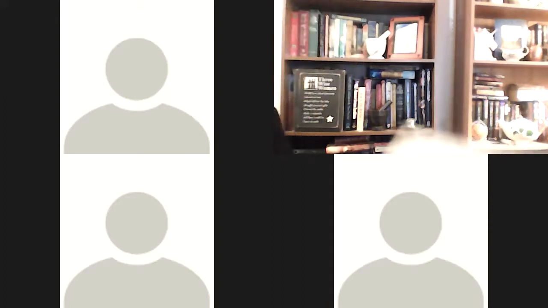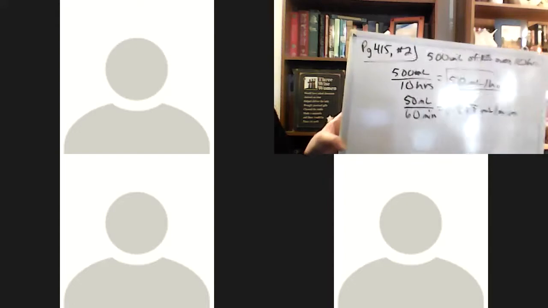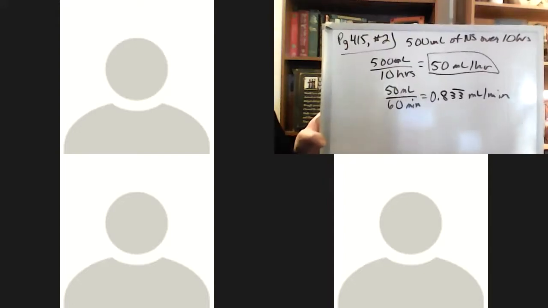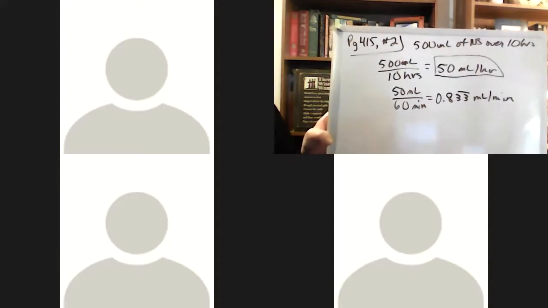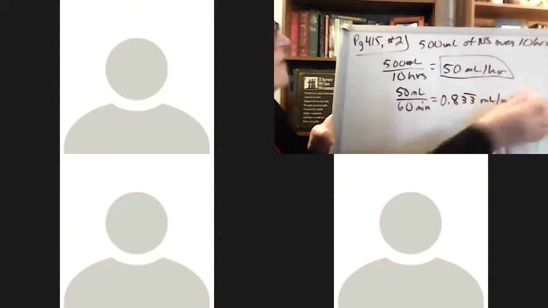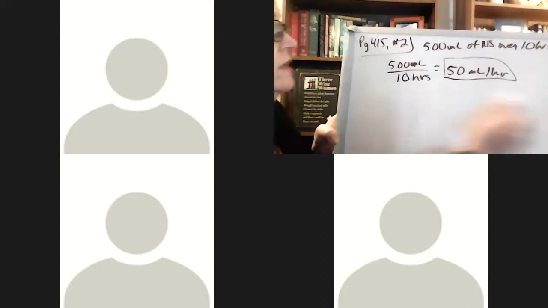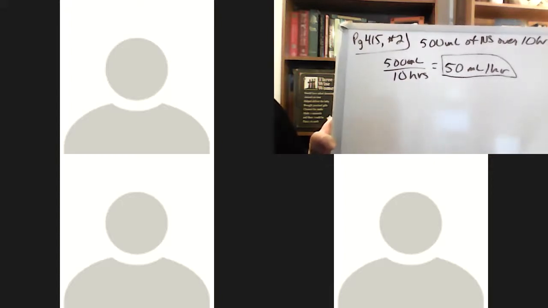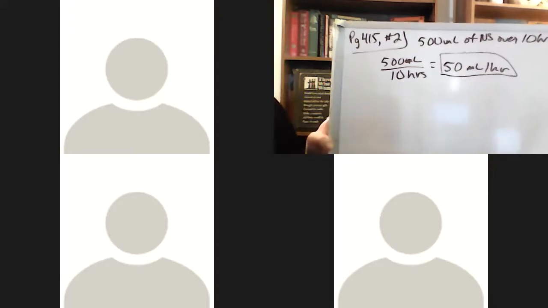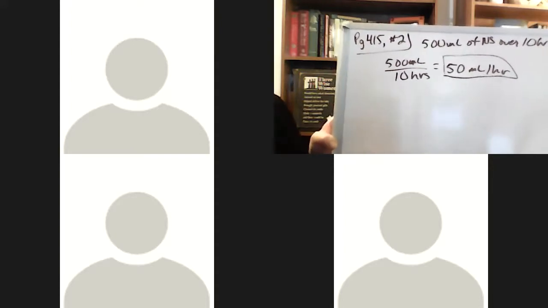Okay, look at number 4. Number 4 says, how much fluid will a patient receive in 10 hours if the order is for 50 milliliters per hour? Well, didn't we just solve number 2 and get 50 milliliters per hour? Yes. So how many milliliters are they going to get in 10 hours? Oh, so it just times by 10, so you get the opposite, 500 ml.